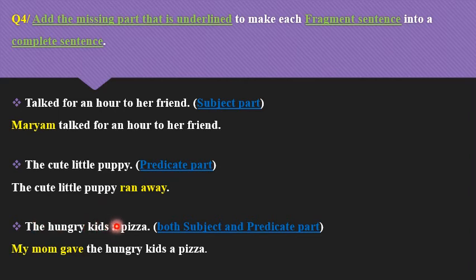The hungry kids a pizza. Now, both subject and predicate part are missing, okay? So subject and predicate part. These are the two missing parts. I have to add them to this sentence in order to make it a full, complete sentence. My mom gave. So my mom here, mom is the subject. Gave is the predicate. You see, by adding these two right here, I made a complete sentence. My mom gave the hungry kids a pizza. Mom is the subject. Gave is the verb.